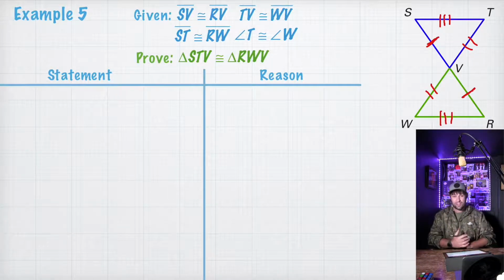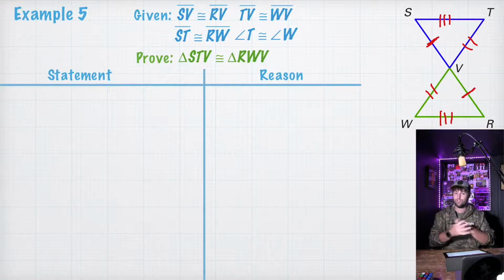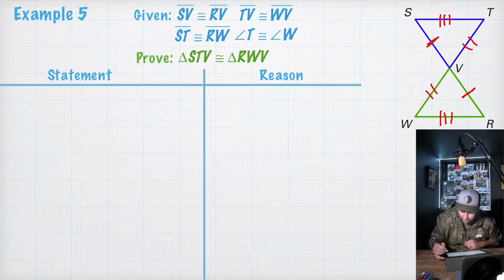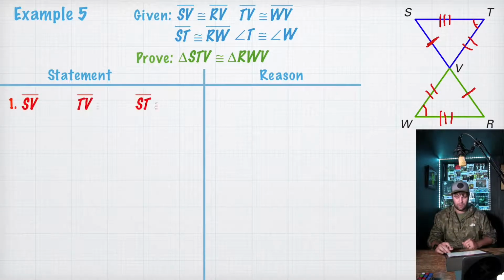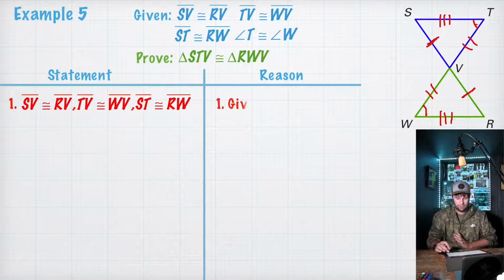Okay, so they actually give us that all three sides are already congruent. So to prove that the triangles are congruent to each other, we know we have to prove all the sides and all the angles are congruent. So let's go ahead and write down one more given. Angle T is congruent to angle W. Okay, so let's go ahead and write all of our givens down just to get them out of the way.